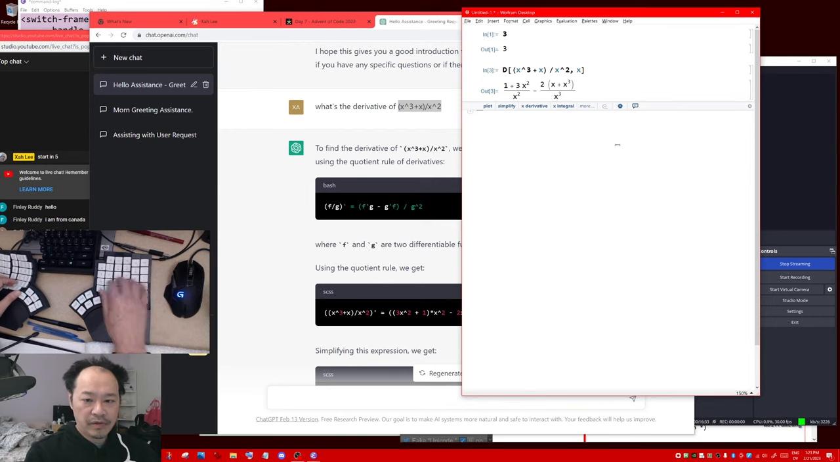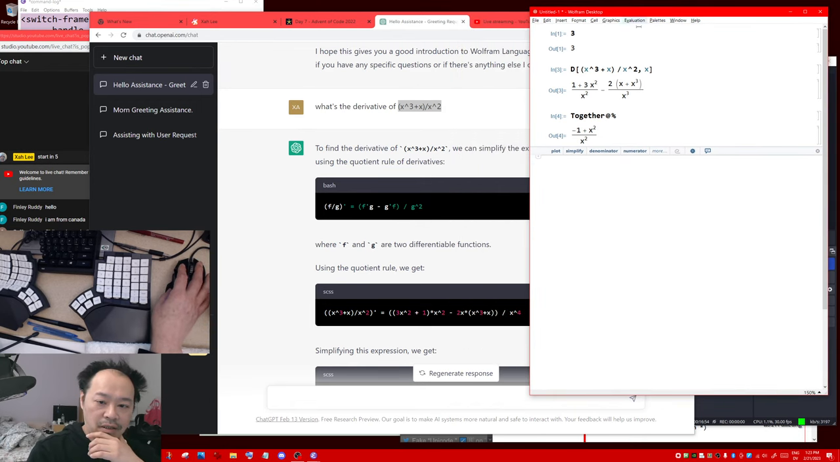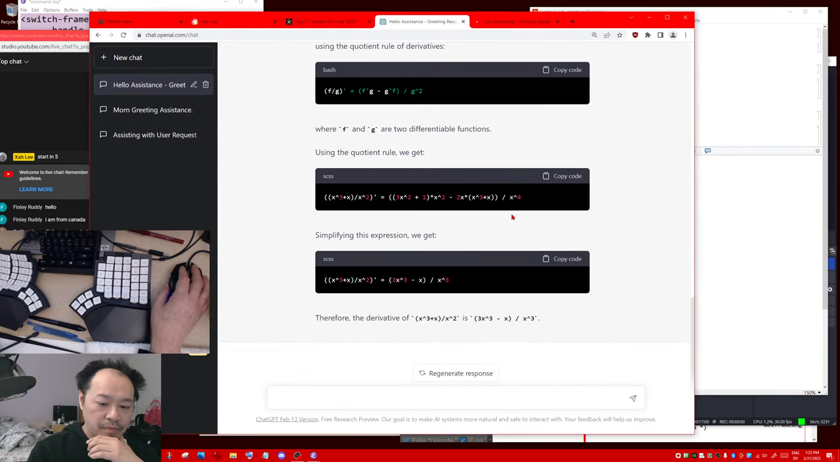So let's simplify. Now that's a big expression. Together, the percentage sign stands for the last expression. So that's the answer: X squared minus 1, the whole thing divided by x to the second power.